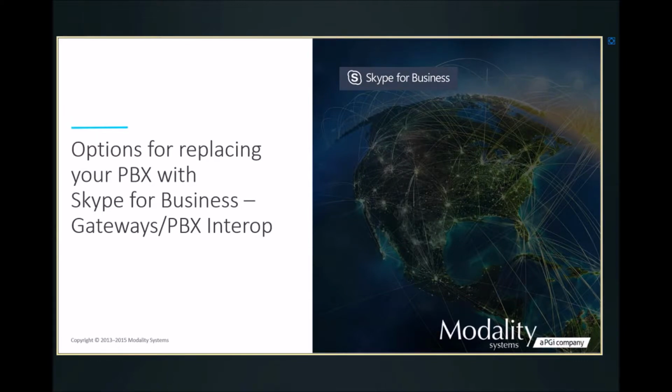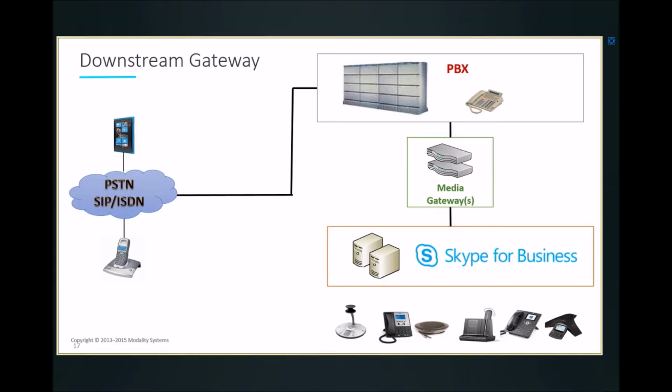Okay, so that's a whistle-stop tour of the three types of environment you need to be thinking about that you could deploy Skype for Business with. Now we'll move on to the different options for PBX integration or replacement. Again, here we have three high-level options. So what we can do is place a gateway, which is an appliance from a third-party vendor certified by Microsoft, that integrates the Skype for Business servers with the on-prem PBX. This integration could be via SIP or it could be via ISDN.